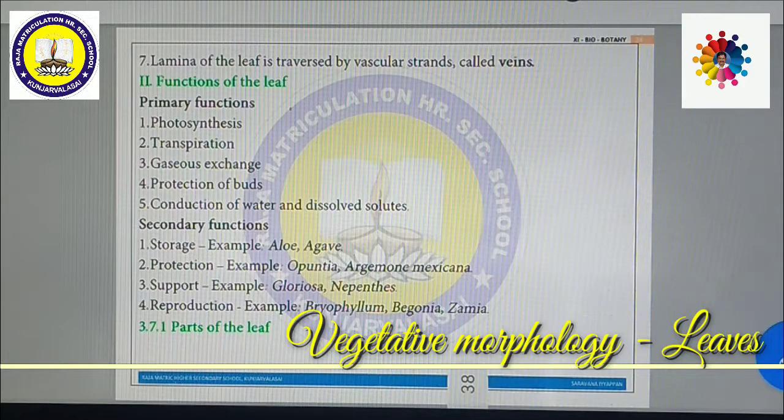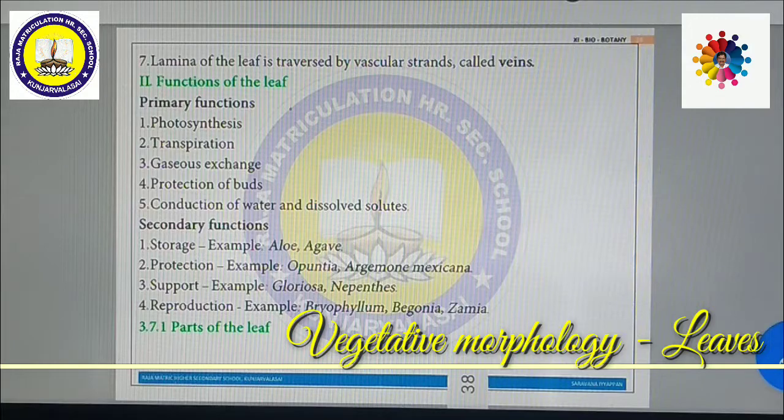Like root and stem, leaves also have secondary functions. They are storage in function, like in aloe vera and agave; protective in function in Opuntia, Argemone mexicana; and support in function, Gloriosa superba, Nepenthes. Reproduction, Bryophyllum, Begonia, Zamia act as reproductive organs.